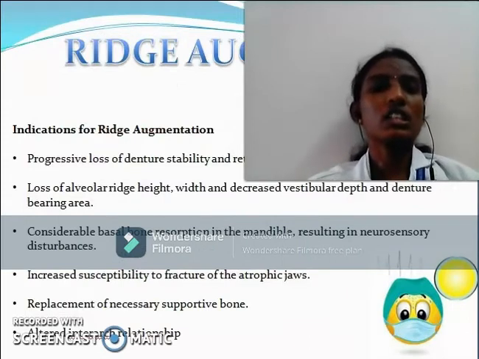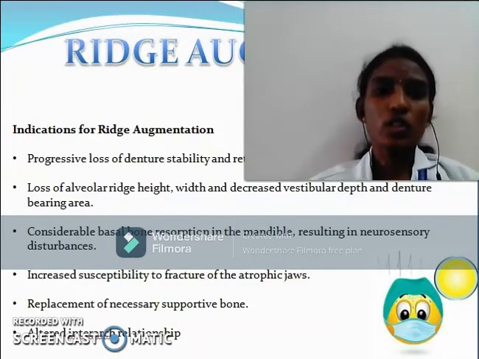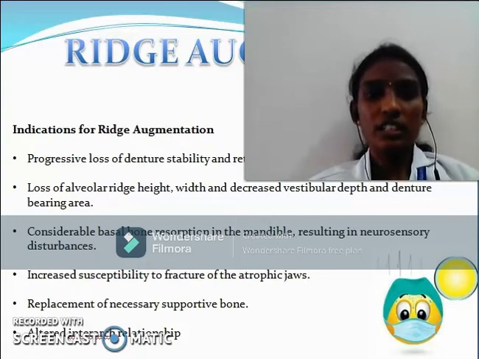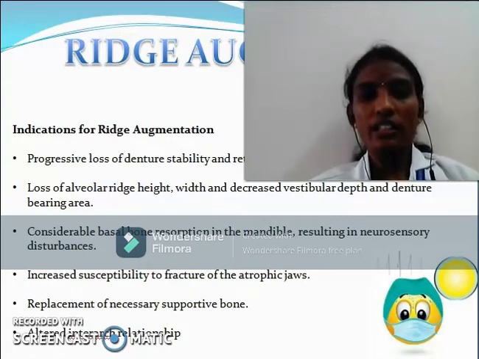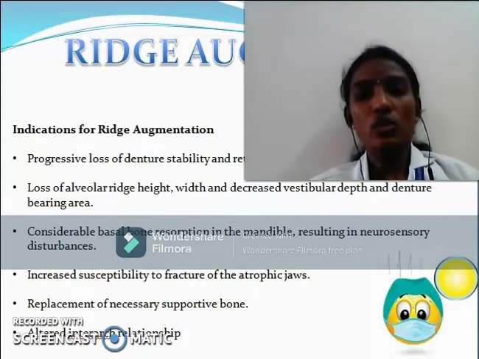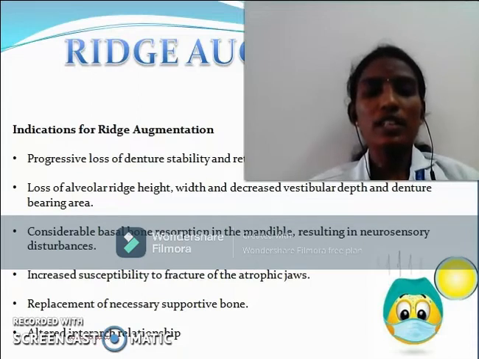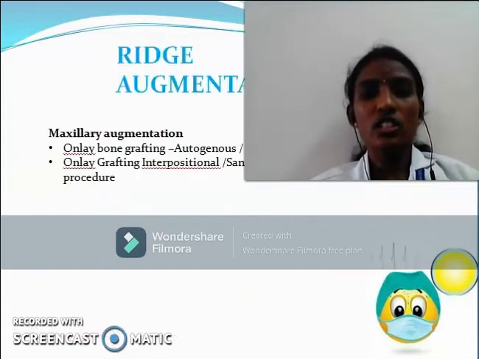Ridge augmentation is indicated in progressive loss of denture stability and retention, loss of alveolar ridge height and width, decreasing vestibular depth and denture bearing area, increased susceptibility to fracture of the atrophic mandible, replacement of necessary support bones, and altering the inter-arch relationship.